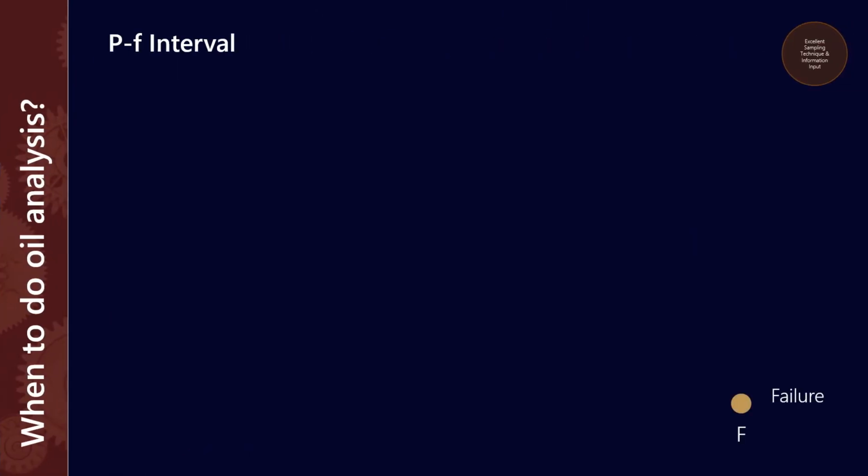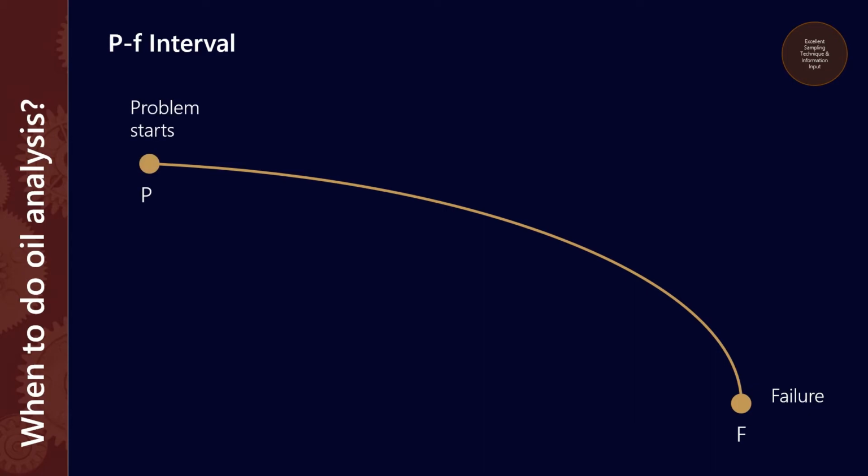All right, so then we get into the question, when do we want to do an oil analysis? And the when of the question, we need to backtrack a little bit and talk about a foundational concept in maintenance engineering, which is the P to F interval. What that says is, for every failure, we can track backwards in time, and there will have been the onset of a problem.